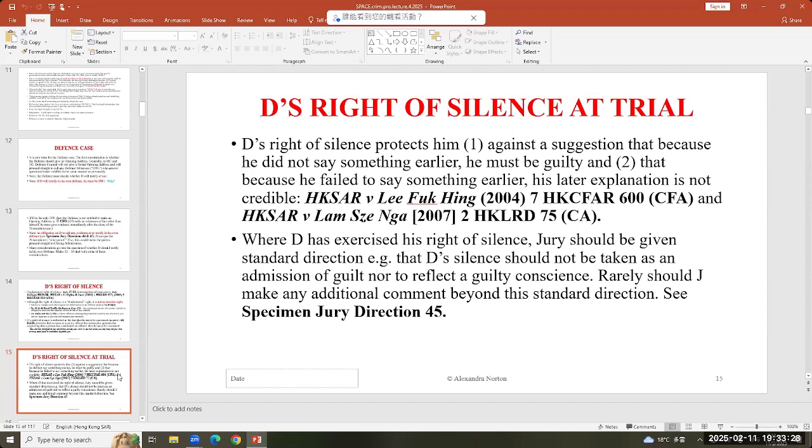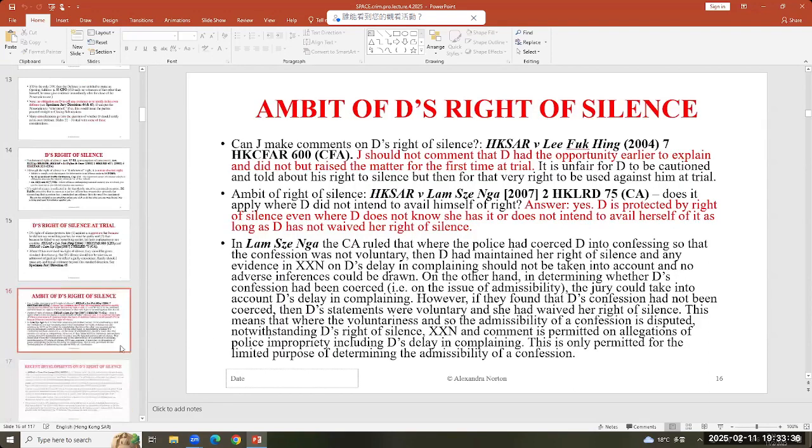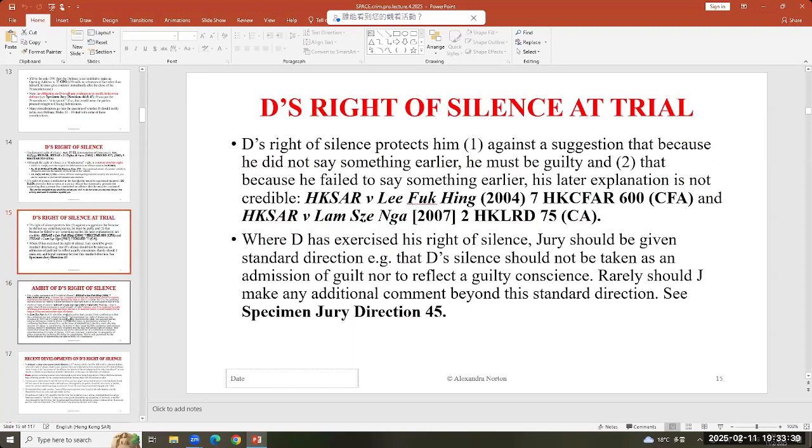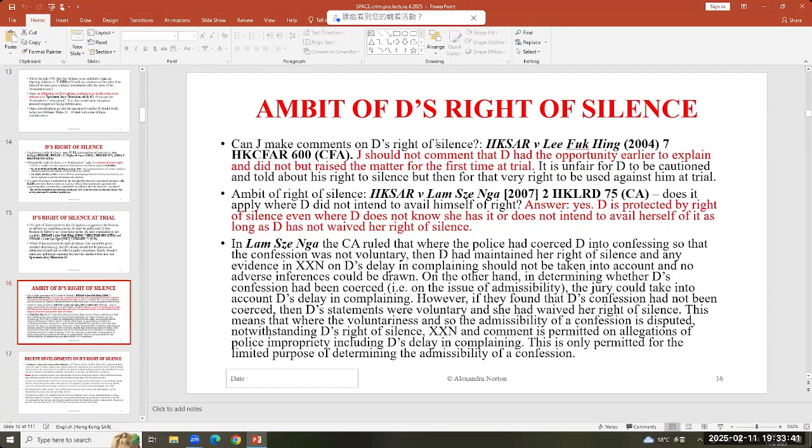So where the defendant does exercise his right of silence, then take a look at specimen jury direction 45, right? It's not an admission of guilt and should not be used in that way. What exactly is covered by this right of silence? The defendant is protected by the right of silence, even if he or she doesn't know that they have it, as long as the defendant does not waive it. And the defendant would waive the right of silence when they answer questions, right? As soon as the defendant starts to say something in response, they've waived their right of silence.